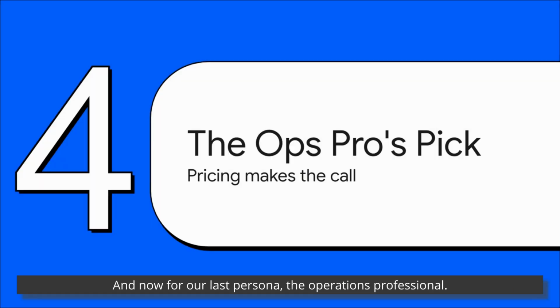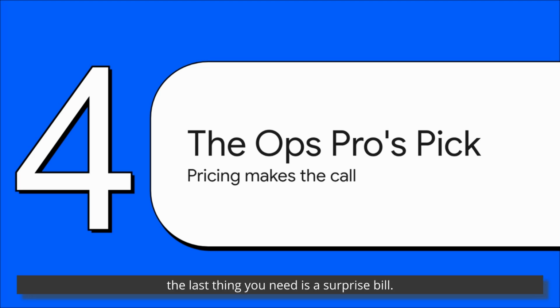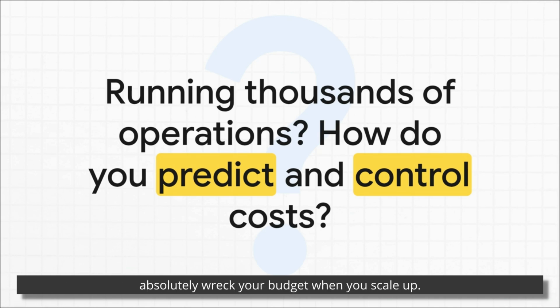And now for our last persona, the operations professional. You live and breathe efficiency, spreadsheets, and predictable costs. You're running thousands, maybe hundreds of thousands of automations every month, and the last thing you need is a surprise bill. For an Ops Pro, the biggest fear is getting an invoice that's double what you budgeted for. So how do you make sense of these wildly different pricing models and pick the one that won't absolutely wreck your budget when you scale up?